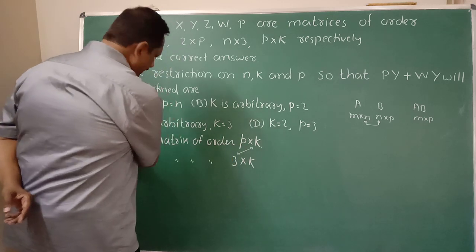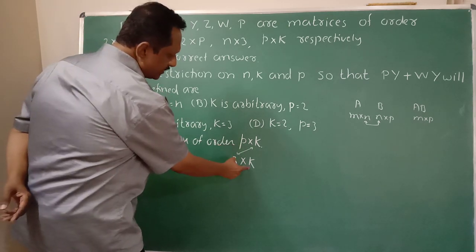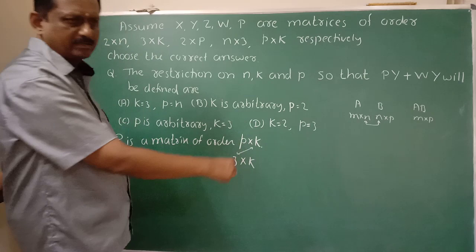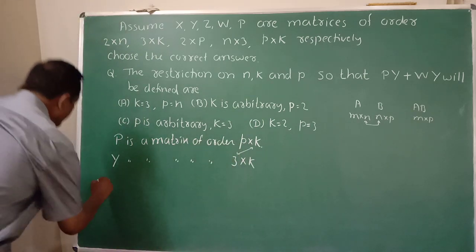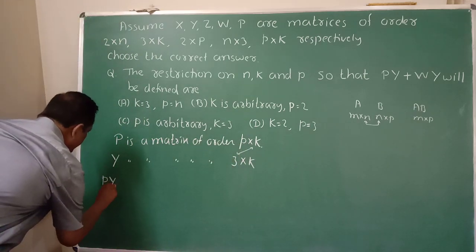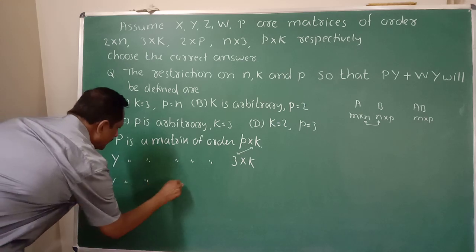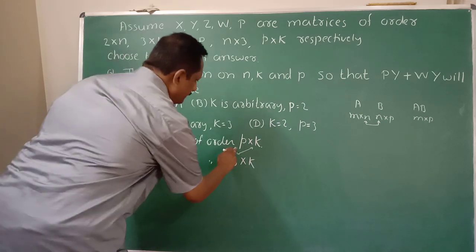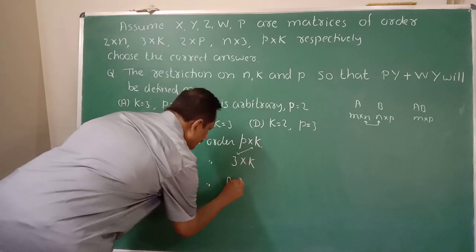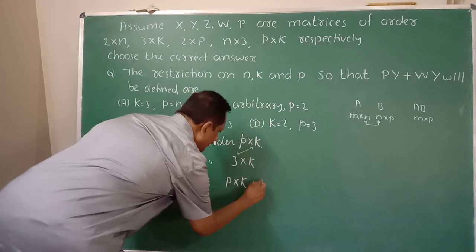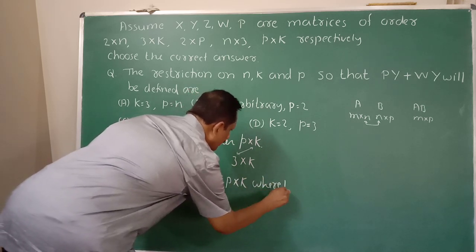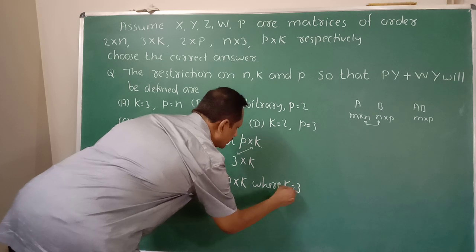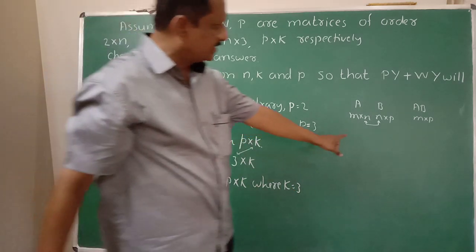Then PY is a matrix of order P into K, where K is equal to 3. That is important here. Therefore, PY is a matrix of order P into K, where K is equal to 3. We are using this result here.